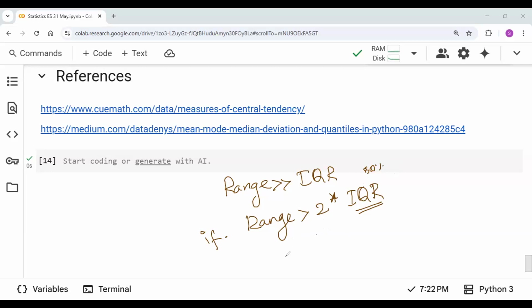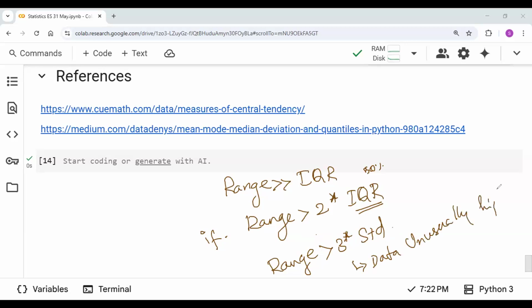Another way is that you can compare the range with the standard deviation. So if the range is greater than 3 times the standard deviation value, then you can say that the data is unusually high. So you can focus on this with respect to the range value, guys.